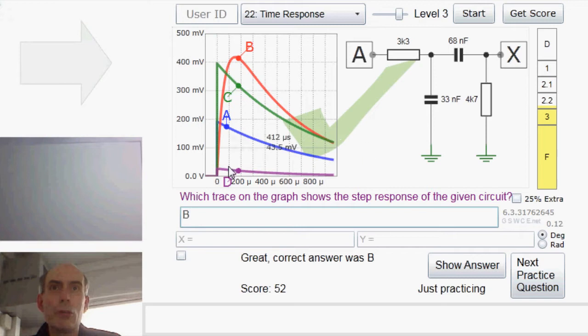Often you don't. You can just look at the form of the shapes here, or the form of the circuits, apply a bit of common sense, and work out which must be the correct answer. I'll try another one.